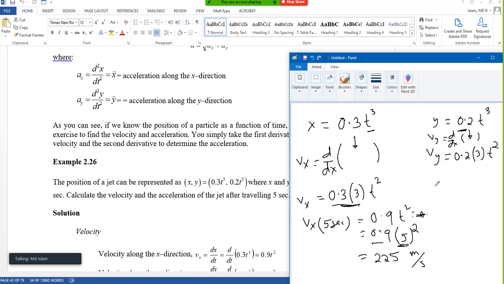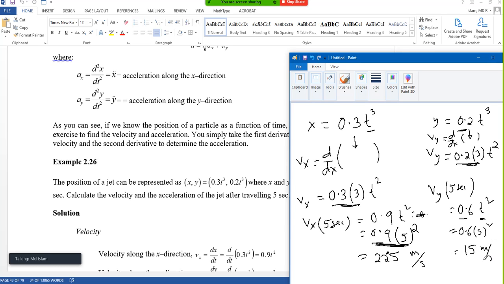So Vx is done. What is Vy after 5 seconds? So this is 0.6 t squared. If we insert t as 5 seconds, I can see 5 squared, 25 times 0.6. Oh, last time did I do the right calculation? 25 times 0.6, that means 15, yes, 15 meter per second.